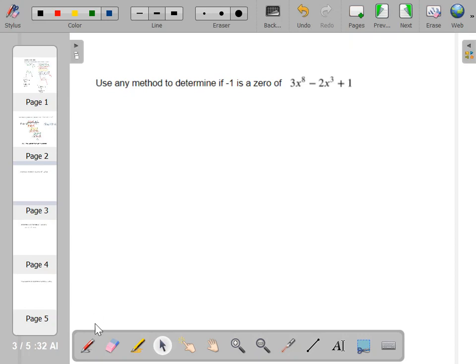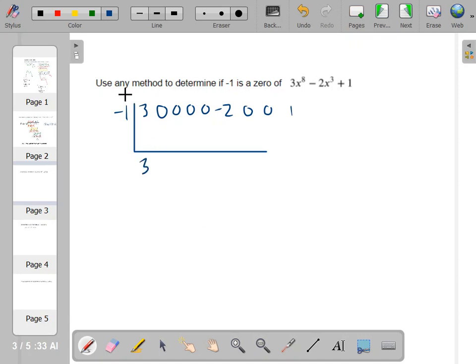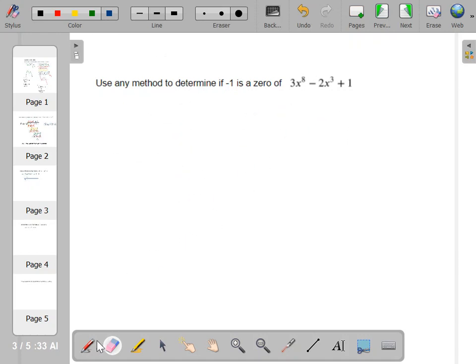Use any method to determine if -1 is a 0. Well, let's see. We could do it synthetically, where we plug in -1. But the trick to this is you have to remember that you can't have any missing zeros. You'd have a 3, and then you have degree 8, degree 7, degree 6, degree 5, degree 4, degree 3, or no, degree 2, degree 1. So you have all these zeros, which is weird. And you're like, okay, what happens here? -1, and then it's going to be -1, and then it's going to be 1, 1, -1, -1, 1, 1, -1, -3. What's going on here? This is just going to take a while. I feel like I did something wrong anyway. So let's not think about it that way.